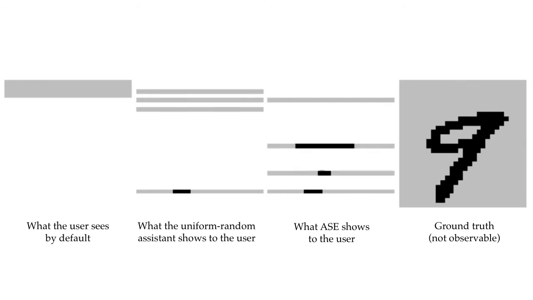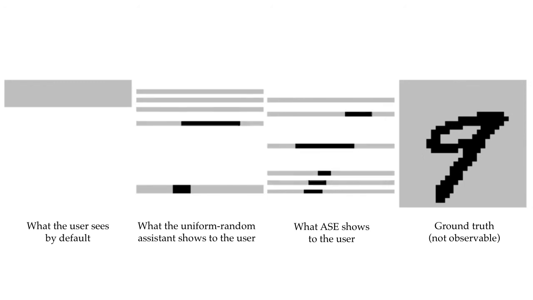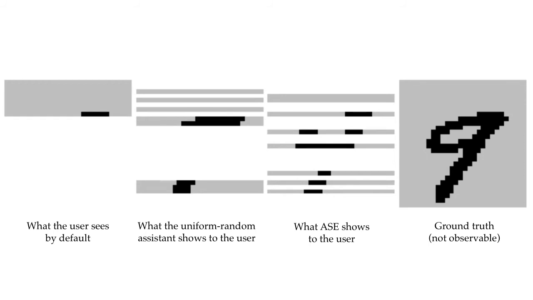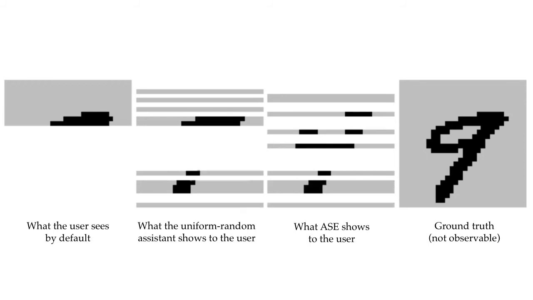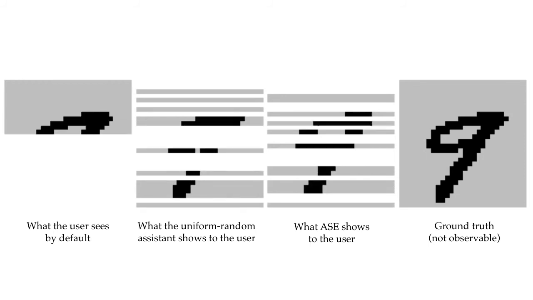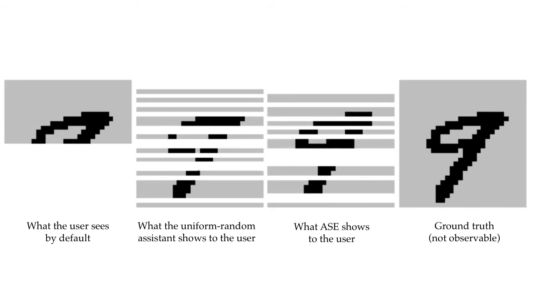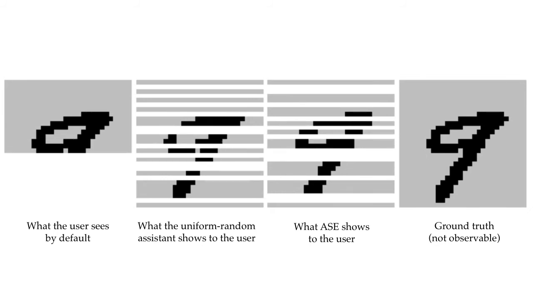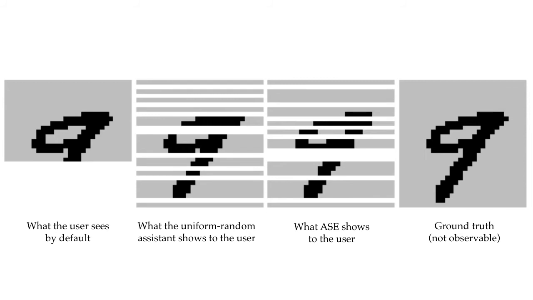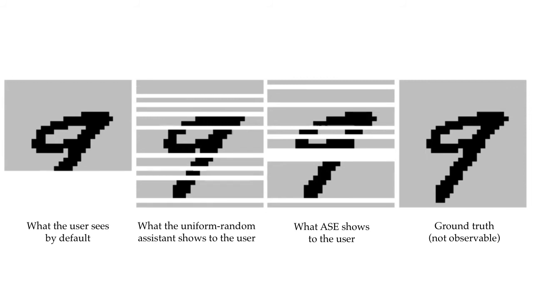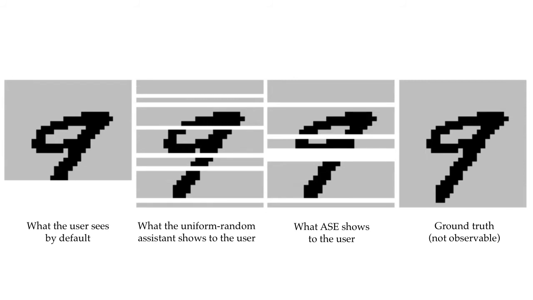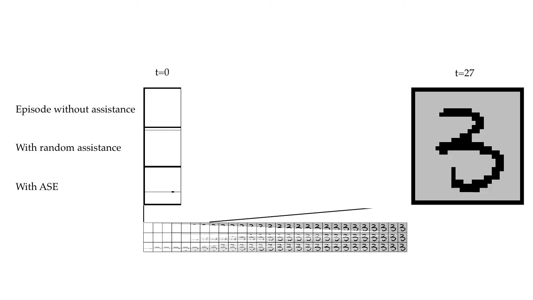In another baseline, we reveal the pixels in a random order, which happens to be a good strategy in the long run, but doesn't necessarily reveal informative pixels early in the episode. ACE, on the other hand, tends to quickly reveal rows near the middle and rows with many non-zero pixels, enabling the user to more accurately guess the label earlier. Here's a step-by-step comparison of the two baselines and our method.